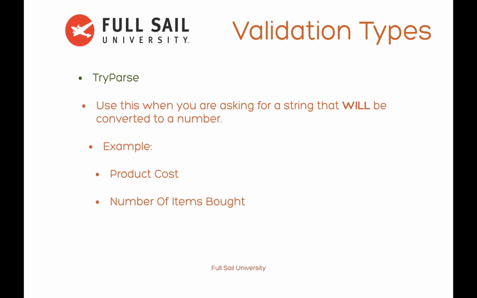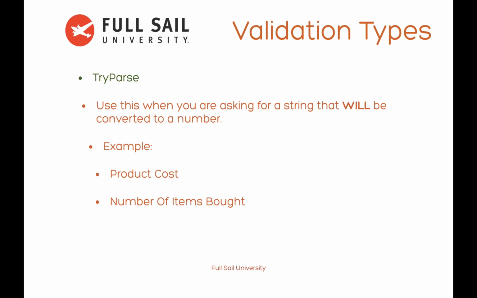Now, some good examples of this could be a product cost. It could be a tip amount. It could be the cost of a gallon of paint. It could be a dimension. It could be anything that the user has to type in that we're eventually going to do math with.